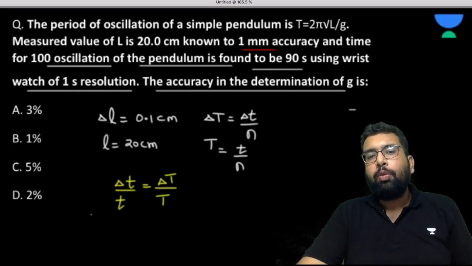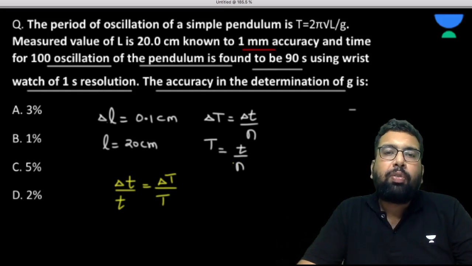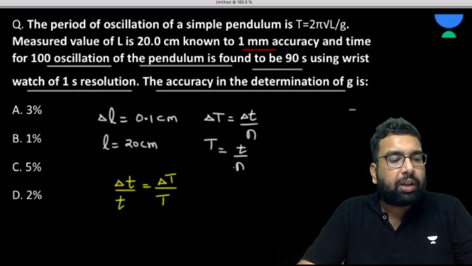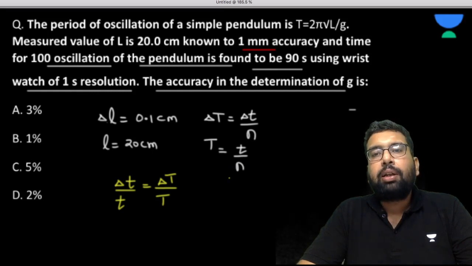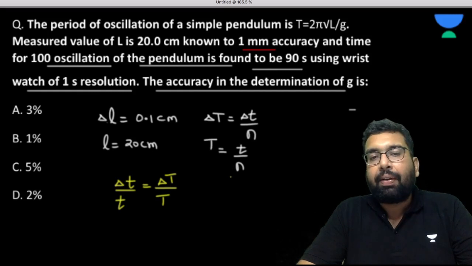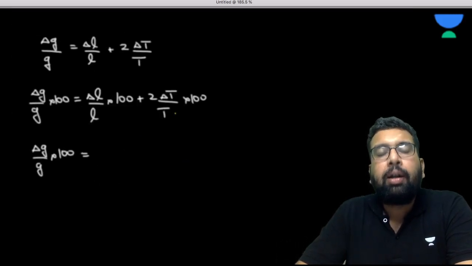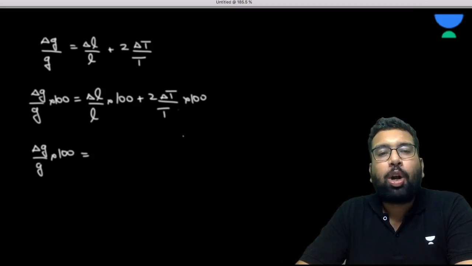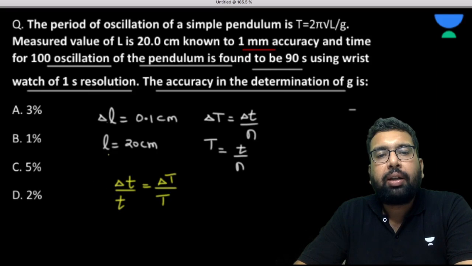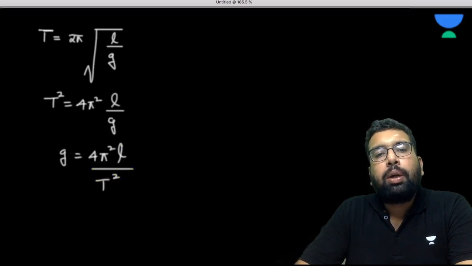From here itself, you can write this with the concept of differentiation, with the formula of error. So right away I can write it here. Instead of delta t by t, I can use a small delta t upon a small t. So delta L by L is what? It is 0.1 upon 20 into 100, right? Plus 2 into delta t by t.